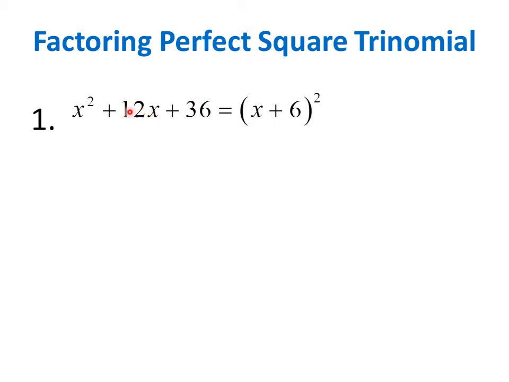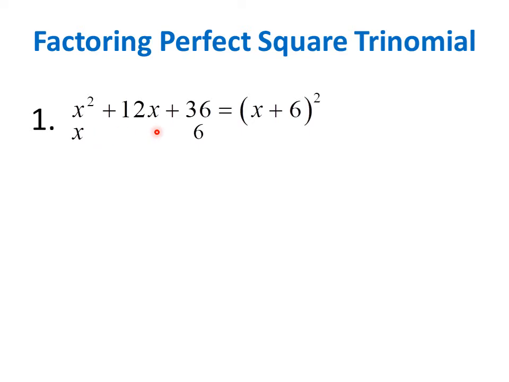First question is, do we have a common monomial factor? No, because the coefficient of x squared is only 1. The next question: is this trinomial a perfect square trinomial? Let's check. Can we get the square root of x squared? Yes, that is x. Can we get the square root of the third term, 36? Yes, that is 6.